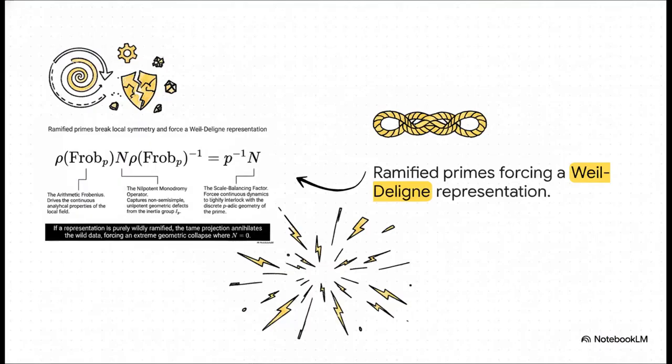Now, when we zoom into the micro level and actually encounter ramified primes, things get messy. Local symmetry breaks down. To fix it, we have to bring in a Weil-Deligne representation. Check out the scale balancing factor on the right, p to the -1 times N. Because our local symmetry gets disrupted by the nilpotent monodromy operator N, which captures geometric defects, this specific factor acts as the crucial glue. It forces the continuous dynamics to tightly, cleanly interlock with the discrete p-adic geometry of the prime.